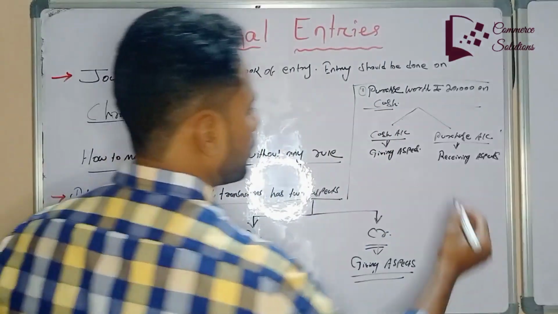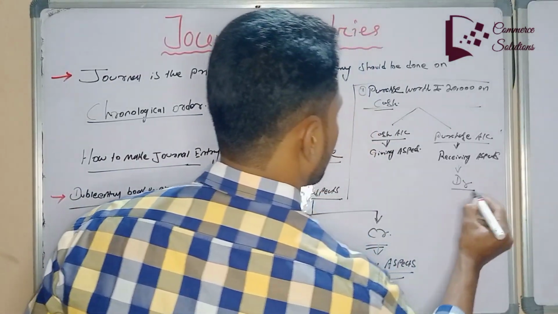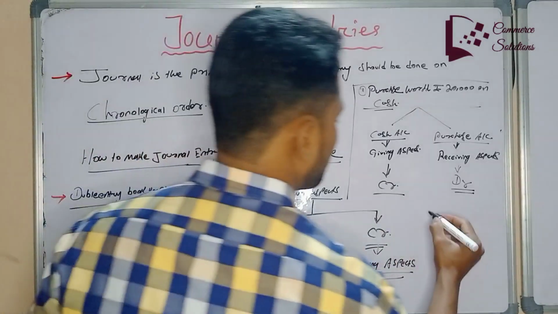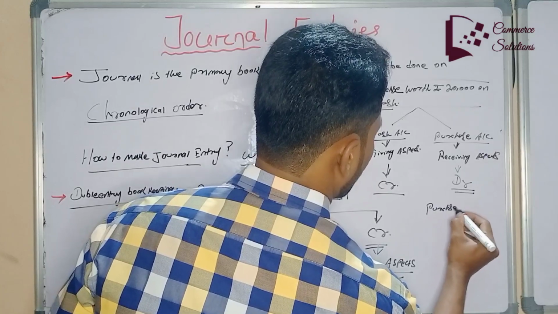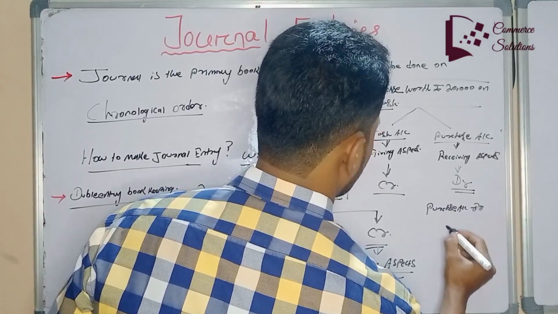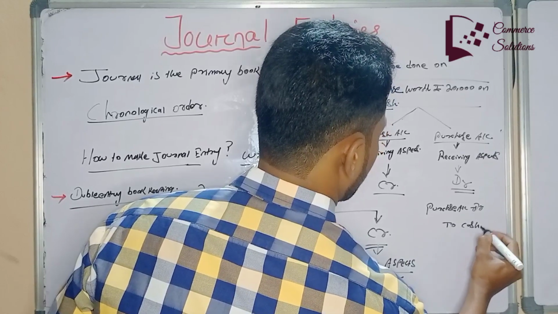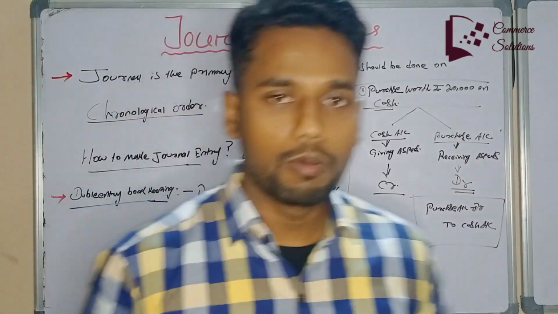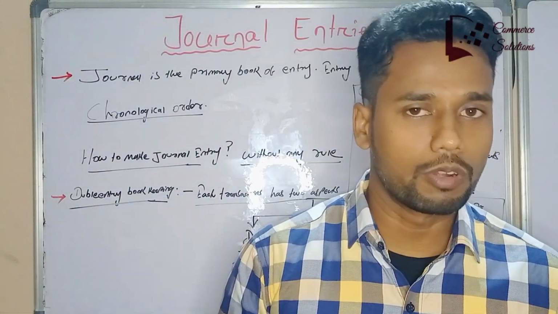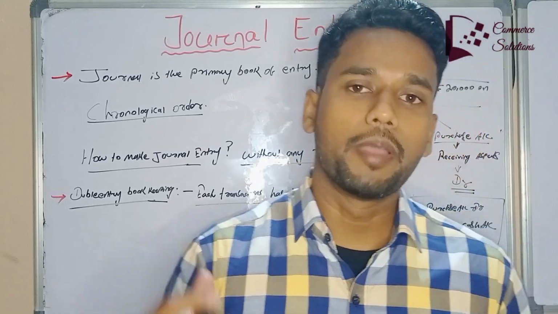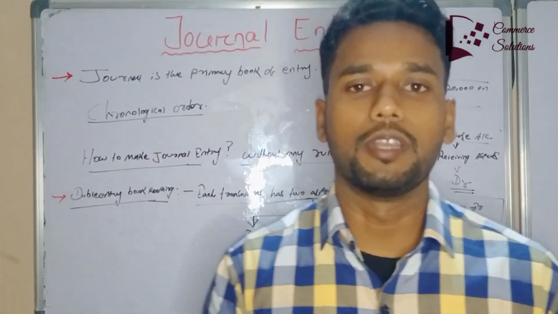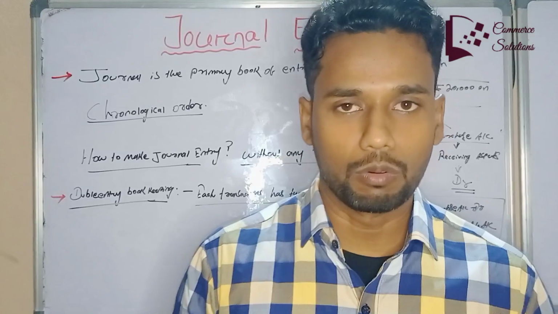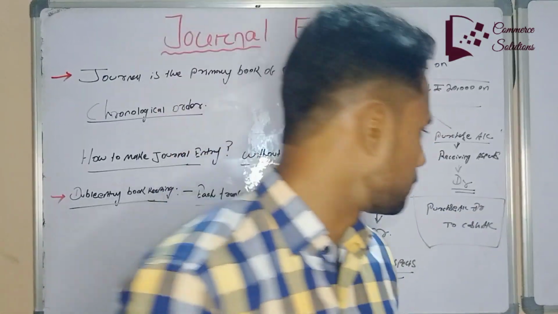So what is debit? Debit is the receiving aspect. What is credit? Credit is the giving aspect. The entry will be purchase account debited to cash account. This will be your entry. Now we are not using the traditional approach and we are not using the modern approach, because we are very clear about the concept of debit and credit. If you are able to understand this concept, no need to cram any rules.